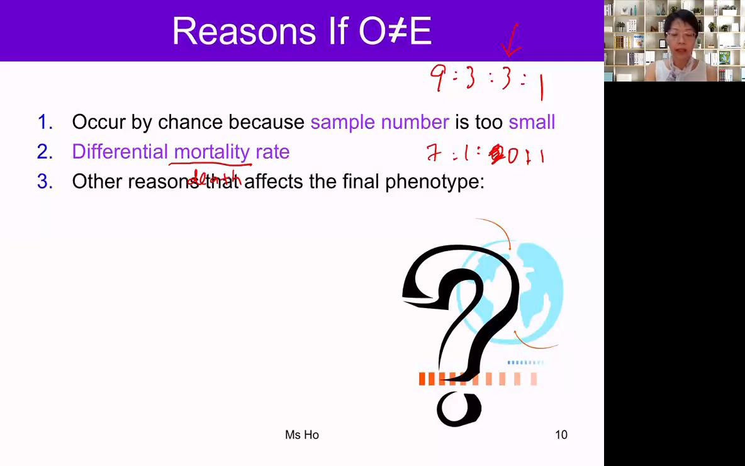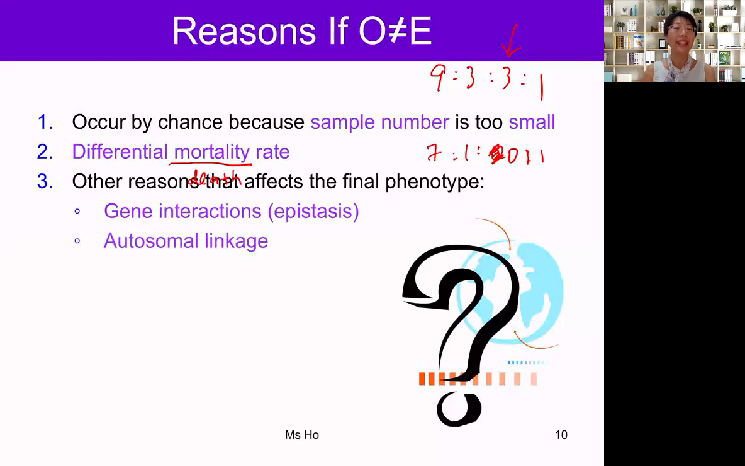Third reason is other reasons that affect the final phenotype. It could be what you have learned. You don't get 9:3:3:1 because of genetic interactions, epistasis, or autosomal linkage. So you thought that the 2 genes coding for the 2 different characteristics are unlinked genes, but actually they are linked genes. So they behave like a monohybrid cross instead of a dihybrid cross.